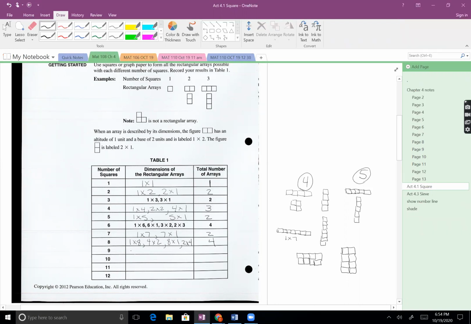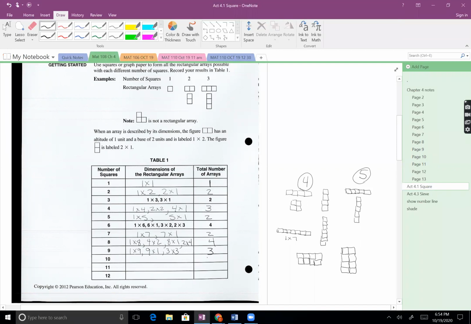I think the obvious is 1 by 9 and 9 by 1. Is there any other rectangle, pardon me, that I could make with 9 squares? 3 times 3. And reversing wouldn't make a difference with that one, would it? Nope. So this time we've got 3 of them.